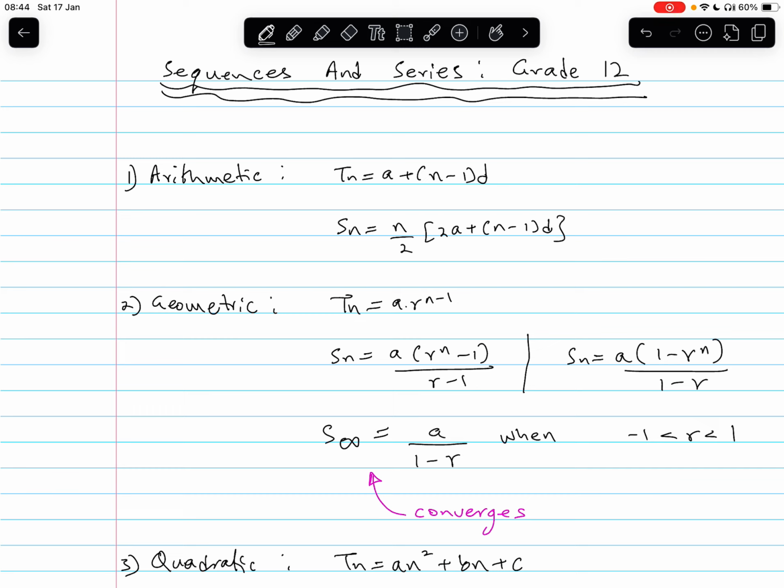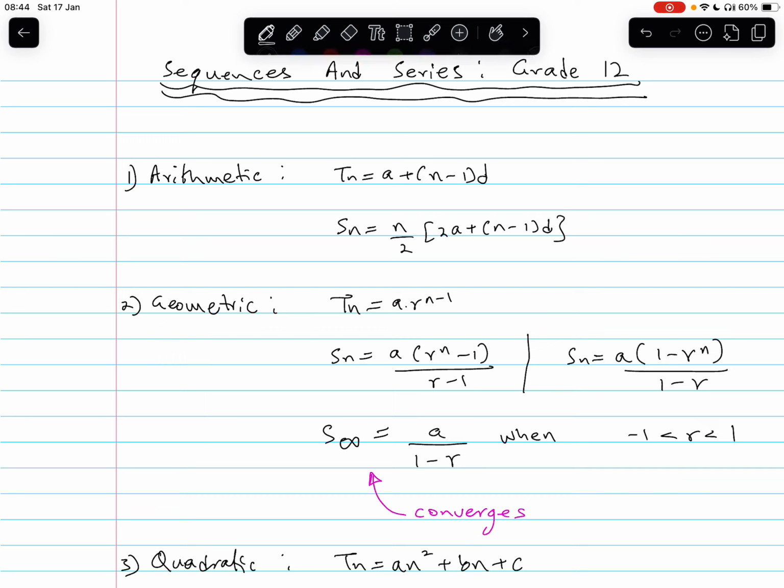So for arithmetic, we know the general formula is Tn equals a plus (n minus 1) times d. And the formula for getting the sum to n terms is, as you can see there, Sn equals n over 2 into (2a plus (n minus 1) times d). I can also show you how this formula is derived.